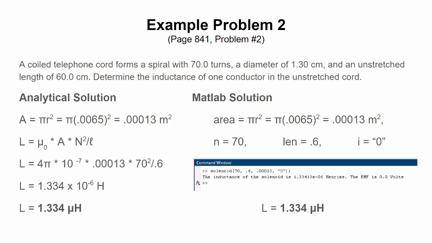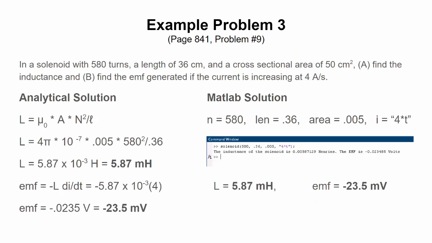In MATLAB, this solution is even easier to come across. First, we find the area, just like in the analytical solution. Then we have all the inputs we need to calculate inductance. Simply input the number of turns in the solenoid as 70, the length as 0.6, the area as 0.00013, and the current function as 0, since there is no change in current. After putting this into the function, it gives us the inductance as 1.334 microhenries, the same as what we got using analytical methods. But let's look at another example that asks for both inductance and EMF of a solenoid.